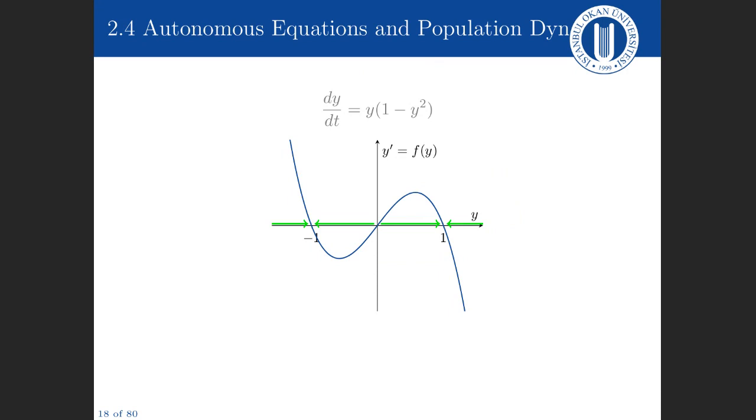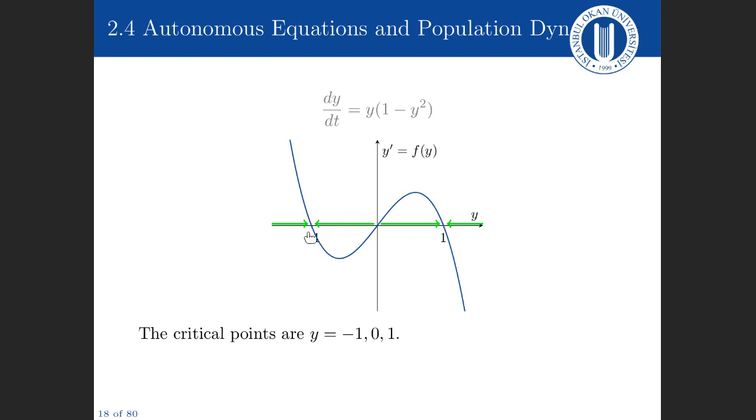And then after we've drawn the graph, we can draw the green arrows. The left part of the graph is positive, so we draw an arrow to the right. The next part is negative, so we draw an arrow to the left. Then the graph is positive, so an arrow to the right, and then finally we draw an arrow to the left. The critical points, as we've talked about already, are minus 1, 0, and 1.